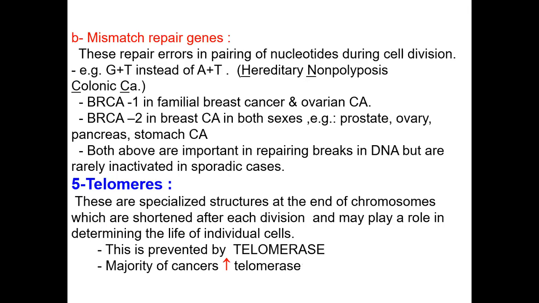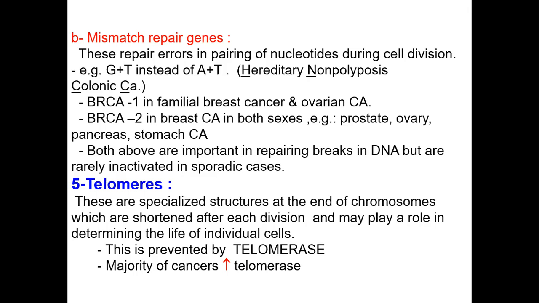Mismatch repair genes. This repairs errors in pairing of nucleotides during cell division اللي هو الجوانين and thymine instead of adenine and thymine. هذا نشوفه بالhereditary non-polyposis colonic carcinoma. BRCA1 نشوفها بالfamilial breast cancer and ovarian cancer. BRCA2 in breast cancer in both sexes, prostate, ovary, pancreas, and stomach CA. Both are important in repairing breaks in DNA, but are rarely inactivated in sporadic cases.